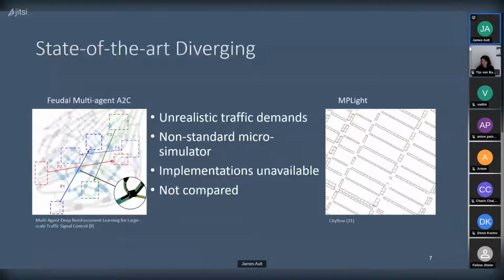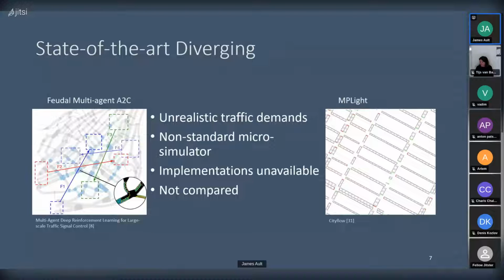All right, why we need the standard benchmark. We found that state-of-the-art algorithms were difficult or impossible to compare for traffic signal control. Two in particular, the feudal multi-agent A2C and MP Lite, both claimed state-of-the-art performance. But in the case of the first algorithm, the experiments were conducted on synthetic traffic demands without clear connection to more realistic scenarios. And in the latter, a non-standard simulator was used with traffic data estimated from recorded taxi trips. And in both cases, the implementations were unavailable, and the 2 competing methods had not been compared.